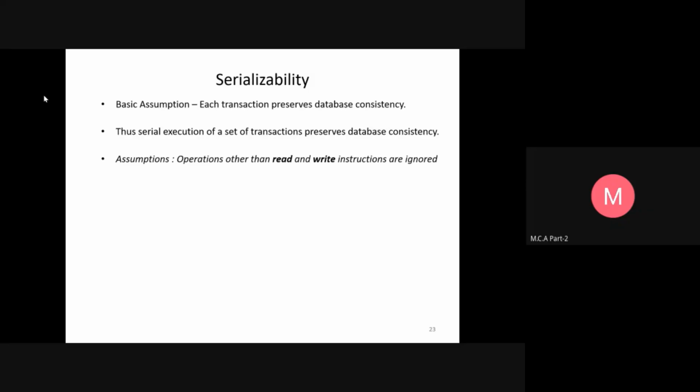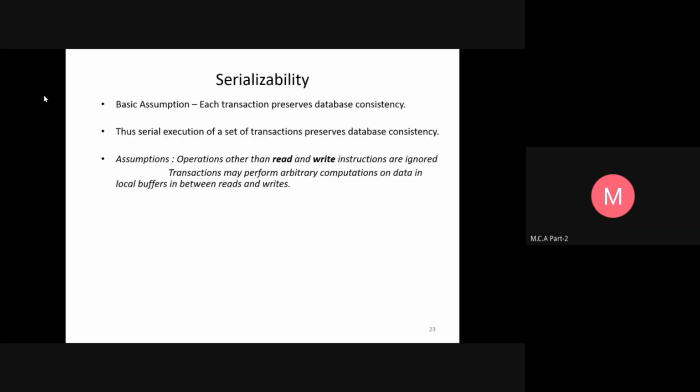The other assumption that we're making is that operations other than read and write instructions are ignored. We have seen this in the previous schedules that we looked at. We only looked at the read and write operations. And transactions may perform arbitrary computations on data in local buffers in between the reads and writes.